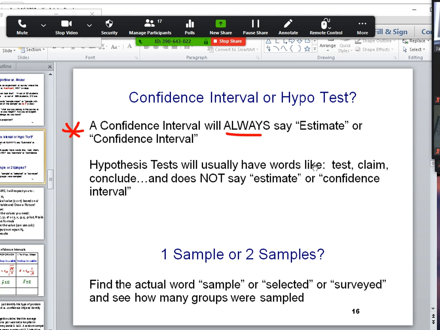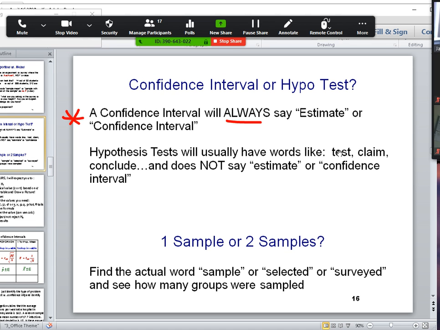Now, next question is it a confidence interval or a hypothesis test? Like I said, it's really important you know how to tell the difference between these two. A confidence interval will always say either estimate or confidence interval. It will always say one of those two. The hypothesis test will not say one of those two. And often it will have a word like test or claim or conclude. Not always, but often it will. But more importantly, it will not say estimate or confidence interval at all. That's how you tell them apart.